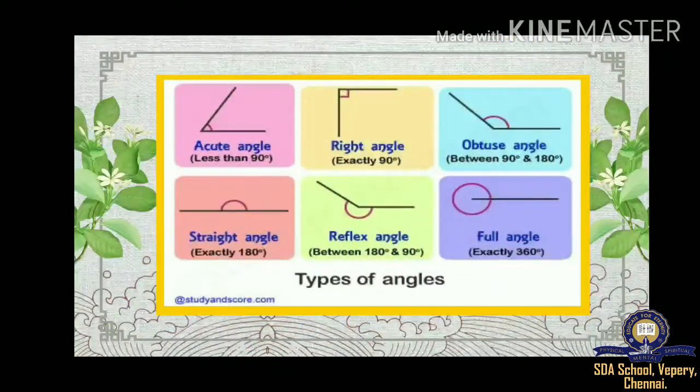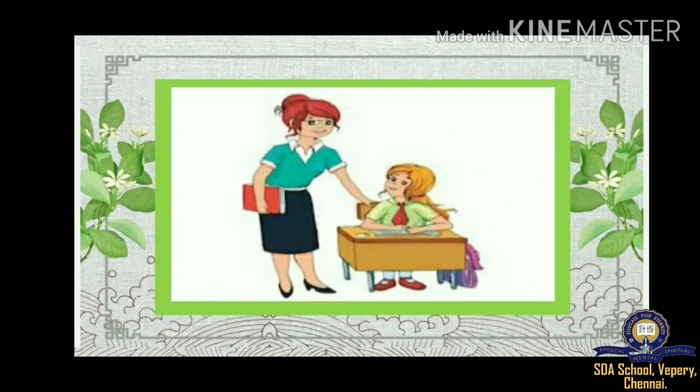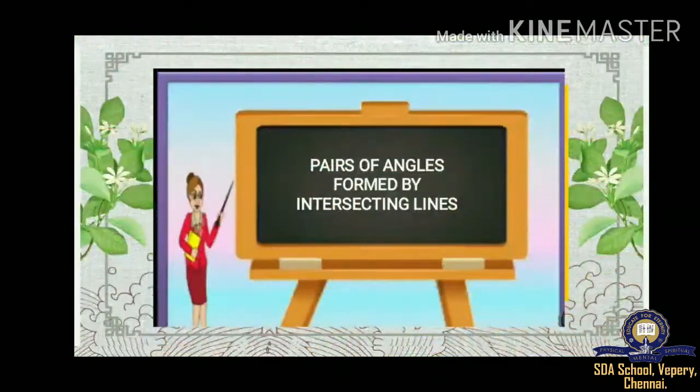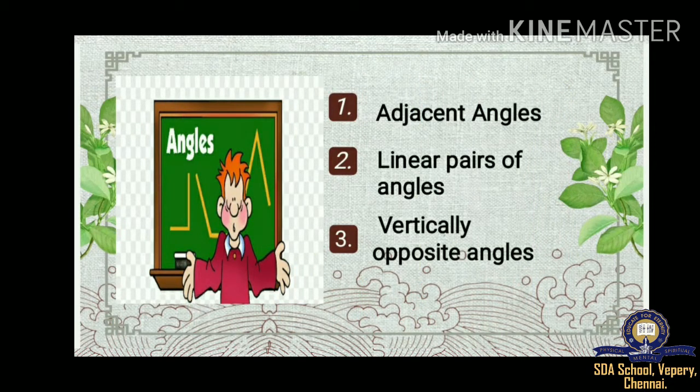In an earlier class we learned about types of angles, right? We are also familiar with complementary and supplementary angles. In today's class, we are going to learn about some more pairs of angles formed by intersecting lines. We are going to study related angles such as adjacent angles, linear pair of angles, and vertically opposite angles.